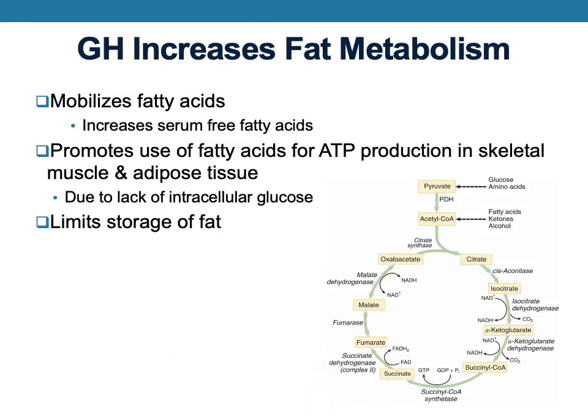Growth hormone increases fat metabolism. If growth hormone is going to prevent skeletal muscle and adipose tissue from taking up glucose, it needs to promote the availability of other substrates for ATP production. Growth hormone does that by mobilizing fatty acids, increasing their circulation in serum. I'm not sure about adipose tissue, but I do know that skeletal muscle loves to use fatty acids as fuel for energy production. Growth hormone's effect on increasing fat metabolism will limit the body's ability to also store fat while GH is active.